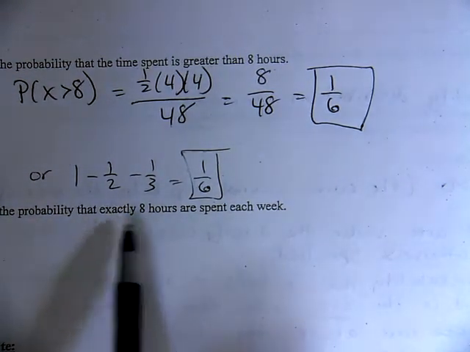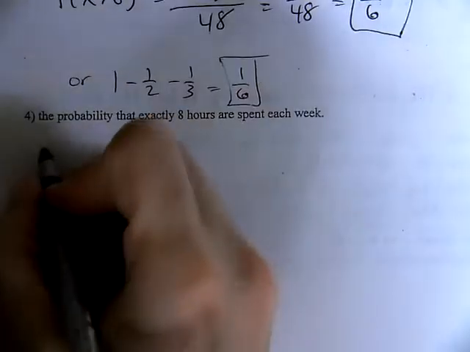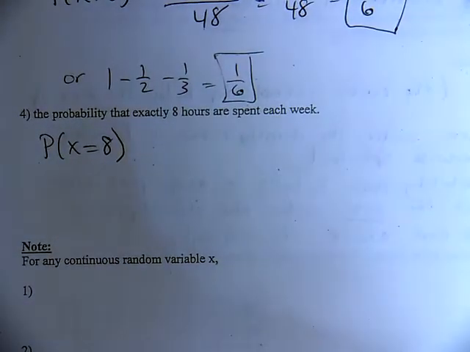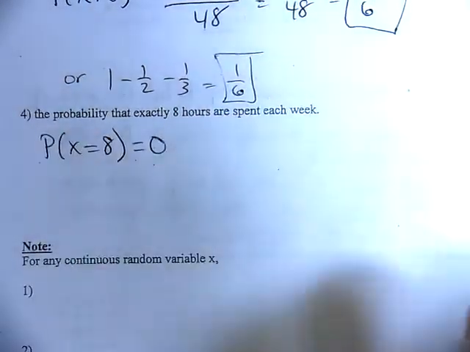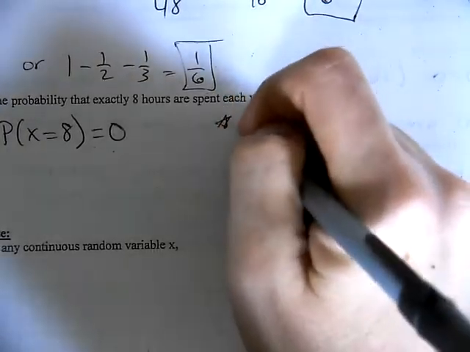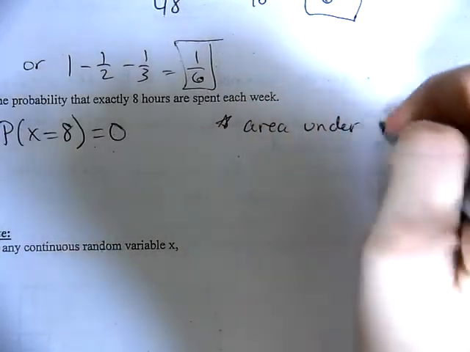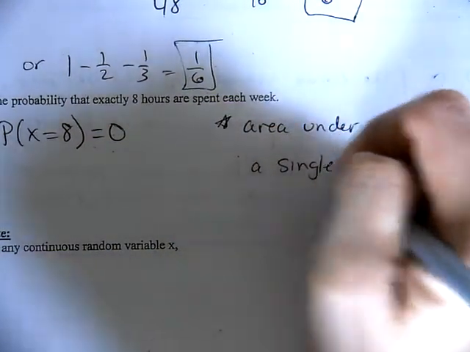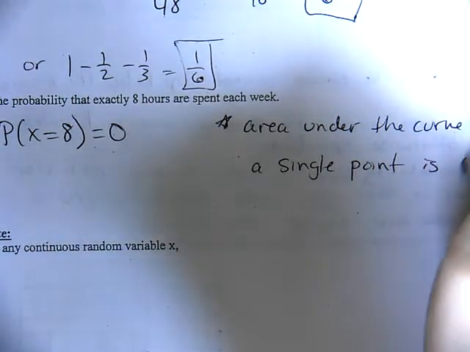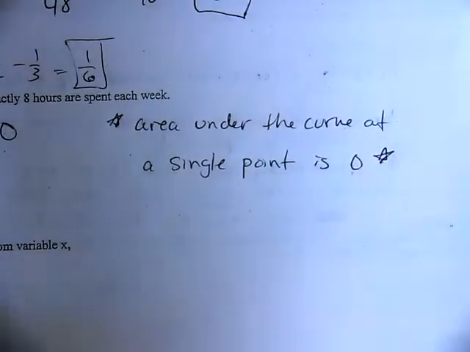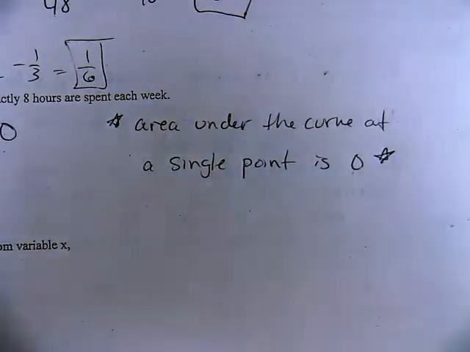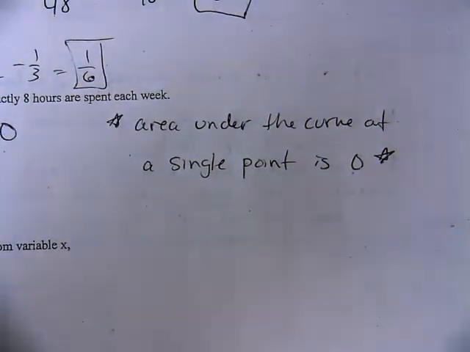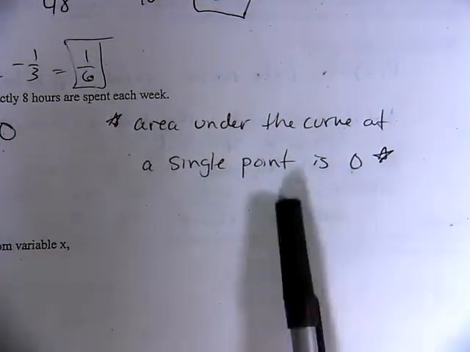What's the probability that exactly 8 hours are spent each week? So the probability x equals 8. Well, in a continuous function, that's the hard part. It's actually 0. So the area under the curve at a single point is 0. So in this class, anytime I ask you for a single point, you just put 0. Now there is some calculus behind it, but we're going to skip it because some of you have not taken calculus. So just put 0.